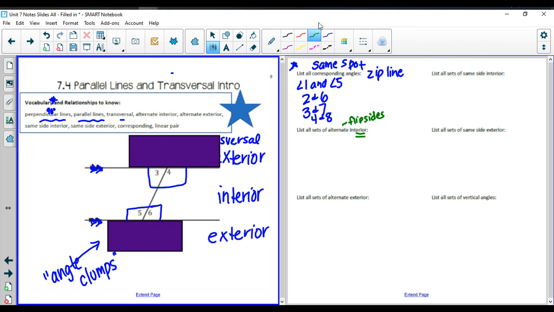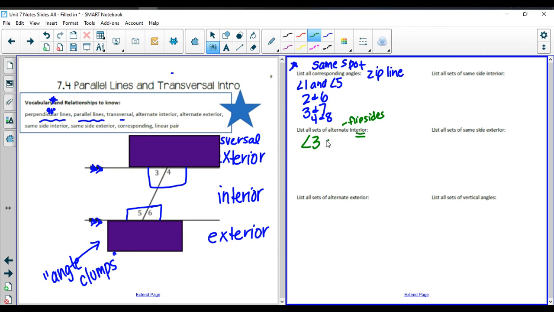Remember, we have to pick an angle from each of our different clumps. So if I start with angle 3, I'm going to go to my other clump, but I also need to jump over sides, which means I'm going to be over here at 6. So angles 3 and 6 are a set of alternate interiors. You'll notice there's only one other set here, and that would be angle 4 and angle 5. So they're different clumps, and they are opposite sides of the transversal.